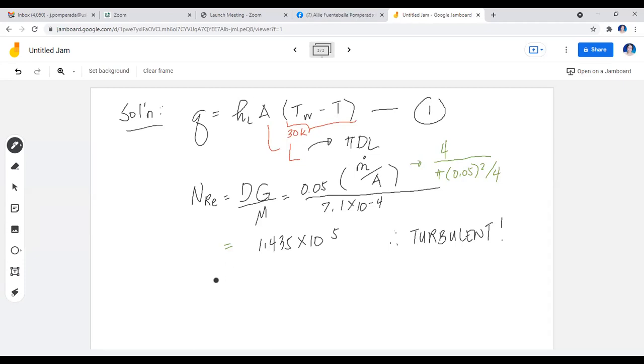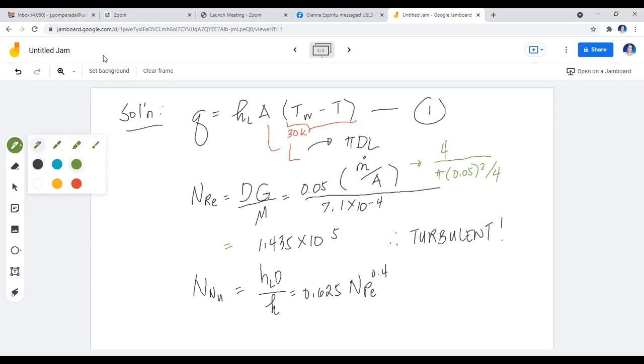So in that formula, let me write the formula. You're given that the Nusselt number, which is hLD over k, should be equal to 0.625 times the Peclet number. This is the first time that the dimensionless number, the Peclet number, is used in one of the solutions of the problem. Now this Peclet number is the product of the Reynolds number and the Prandtl number.